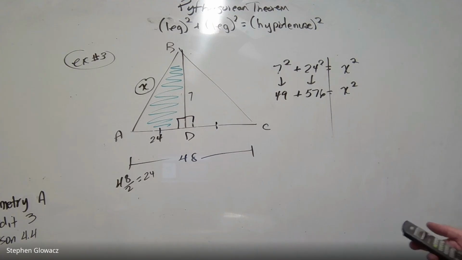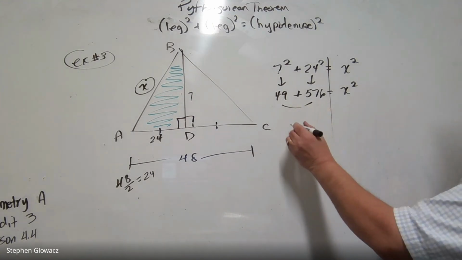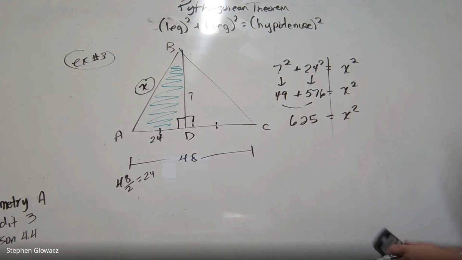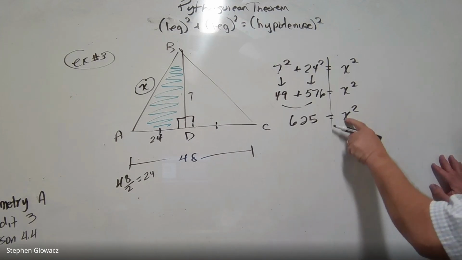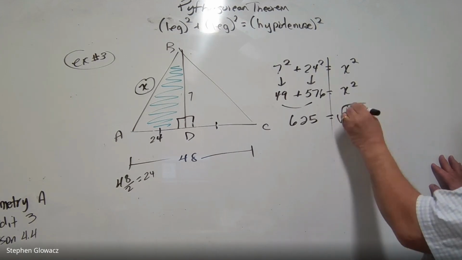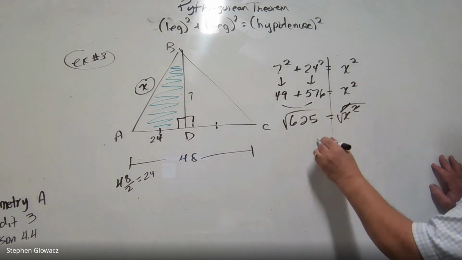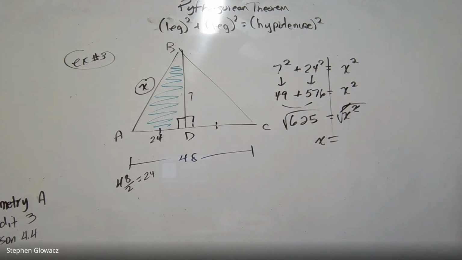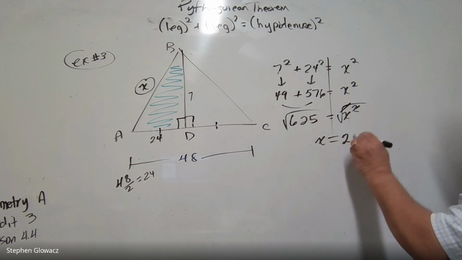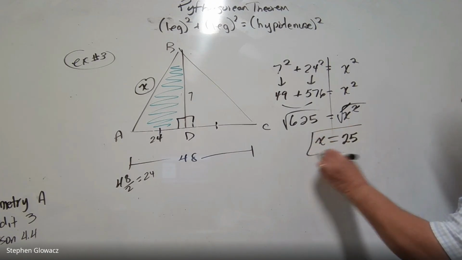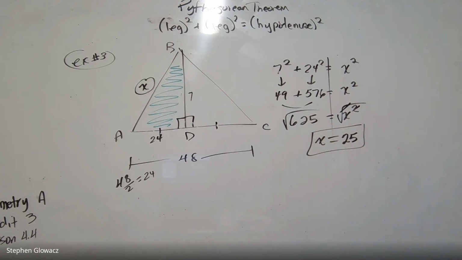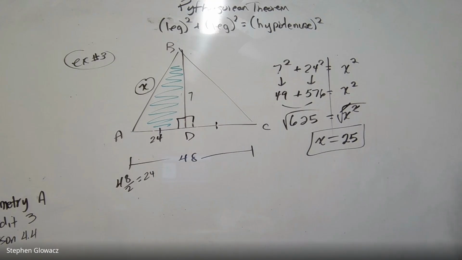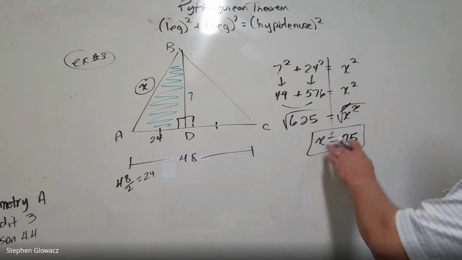49 plus 576 gives us 625. Again, bringing down our x squared. And then again, we have the exponent of 2, so we take the square root of both sides. We have x, and then the square root of 625 is 25, because 25 times 25 is 625. Of course, you can use your calculator or even Desmos to find that answer.